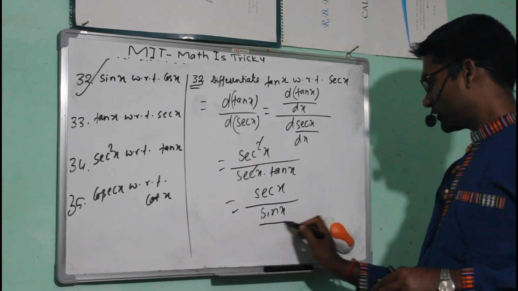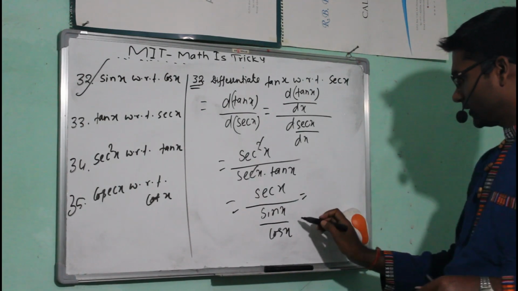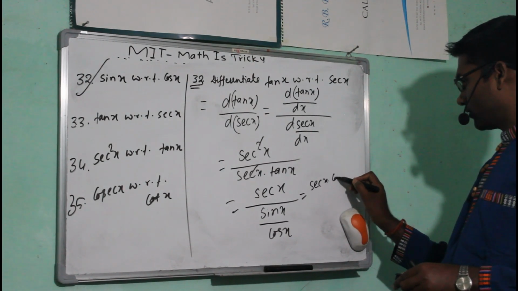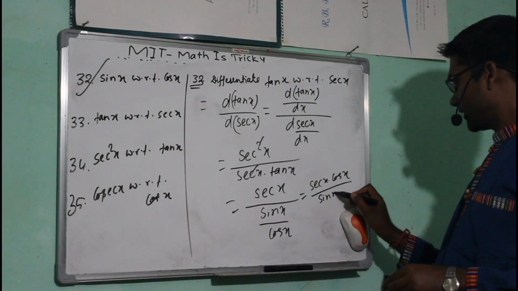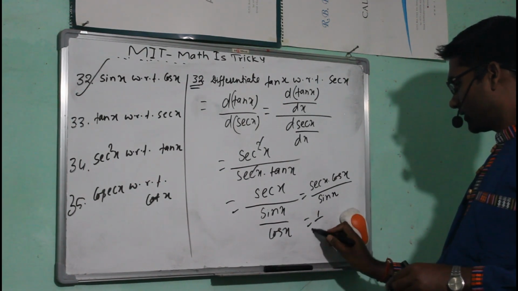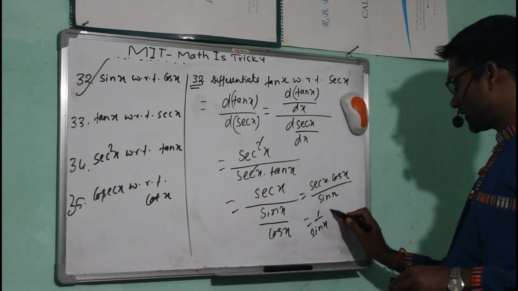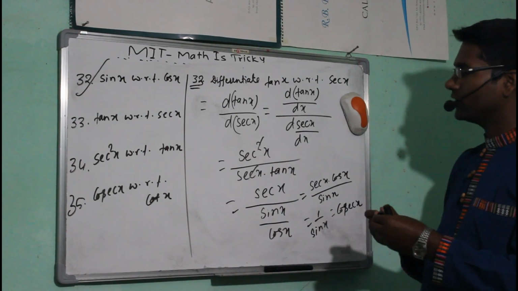So if we simplify this, we'll be getting sec x into cos x by sin x, so we can write this is 1 by sin x, and the answer is 1 by sin x, which means cosec x. Okay, this is your answer.